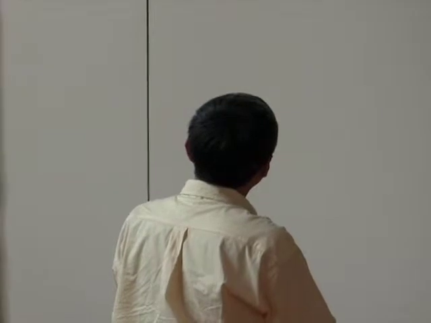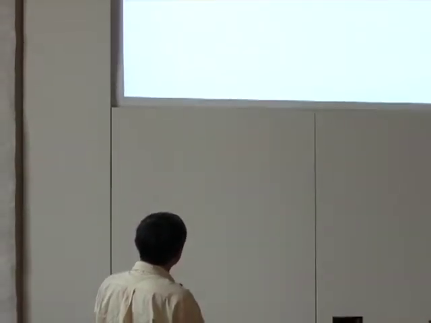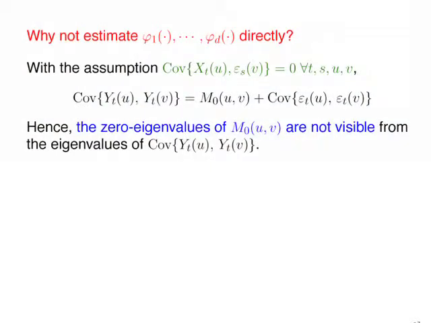Now, as we said, these are eigenfunctions determined by the covariance surface of Xt. But we don't see Xt. Therefore, you cannot apply the spectral decomposition directly. Because you don't see Xt, you cannot estimate the covariance surface of Xt. What you see is Y. Then you try this covariance surface of Xt. You do the calculation because Y equals X plus epsilon. What you have is this here.